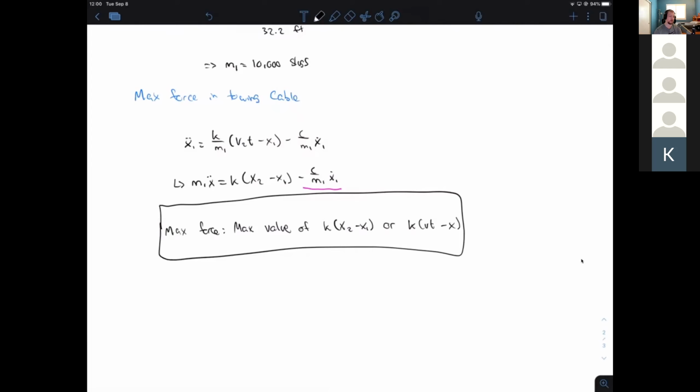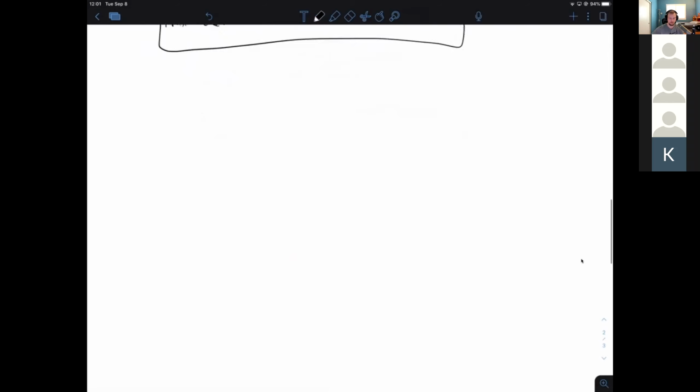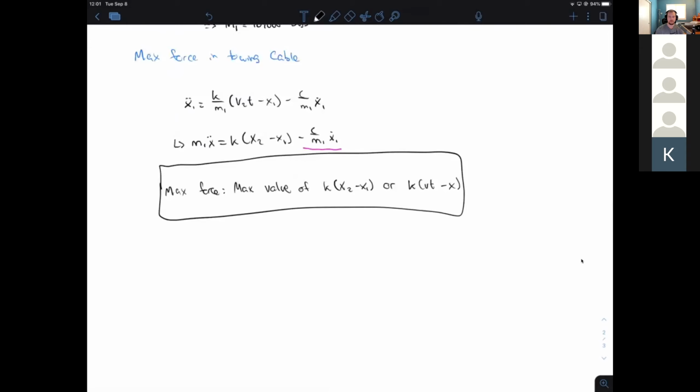So we're going to basically make our Simulink model, and then we'll write some code to where we can match up the maximum force. And then from that value, we can find the time for when that occurred. Okay, any questions on that?